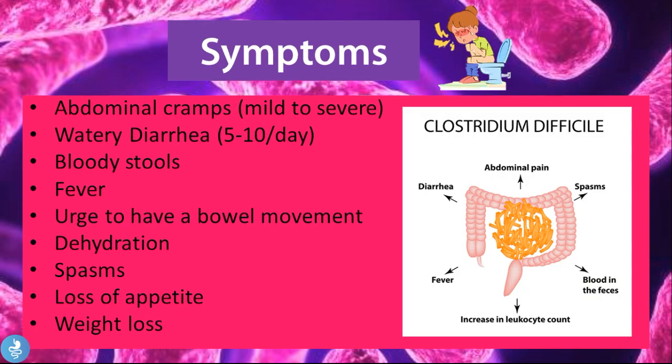So what are some signs and symptoms of a Clostridium difficile infection? Abdominal cramps, which can range from mild to severe, watery diarrhea, which is sometimes 5 to 10 times per day, bloody stools, fever, an urge to have a bowel movement, dehydration, because of course if we're going to have lots of watery diarrhea, our patient is going to go into dehydration, spasms, loss of appetite, and weight loss.